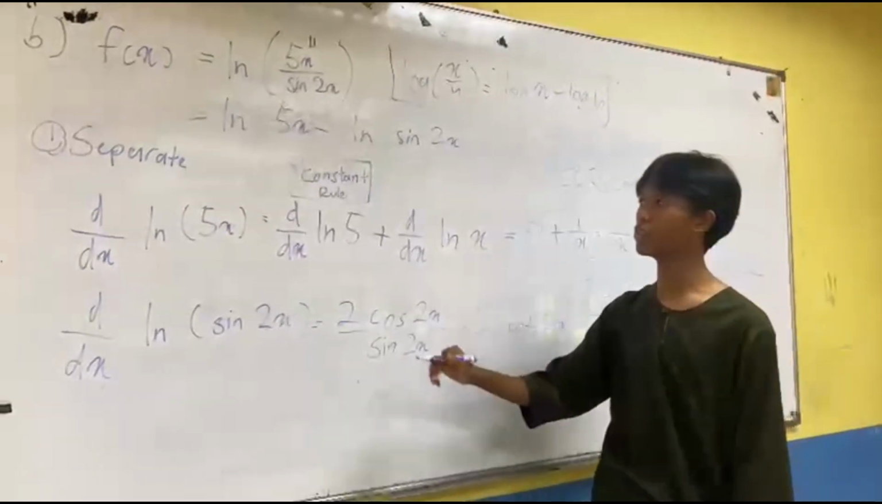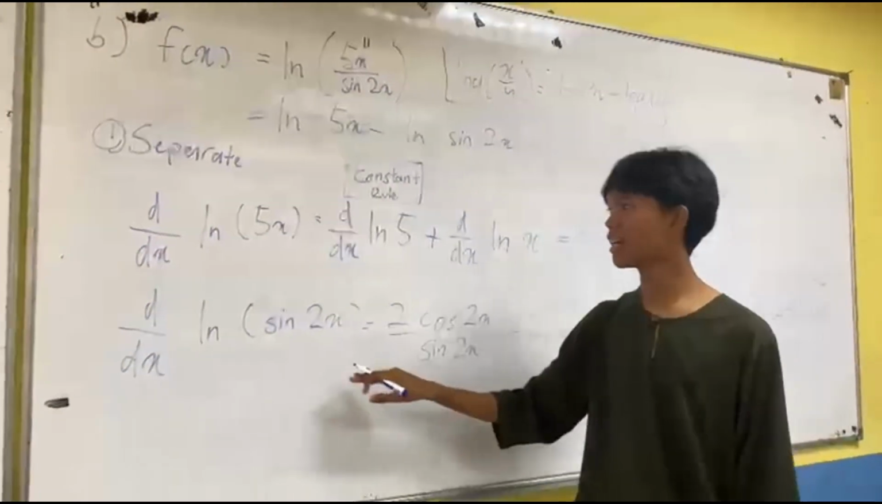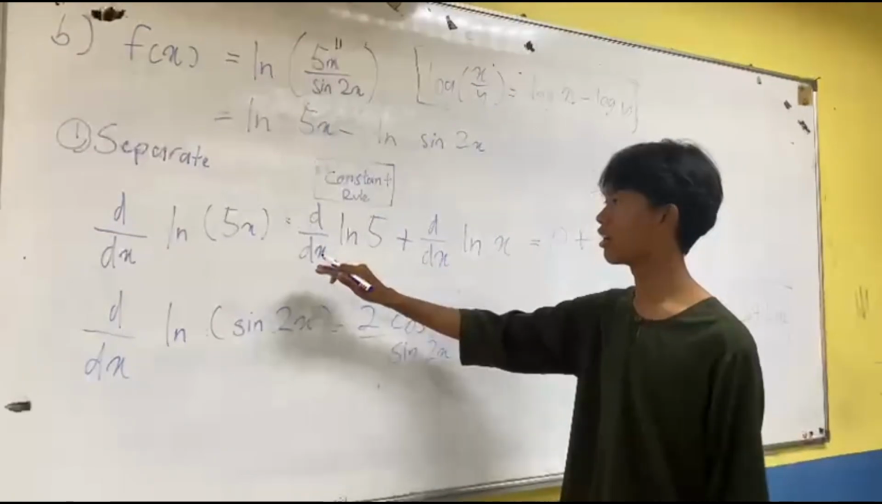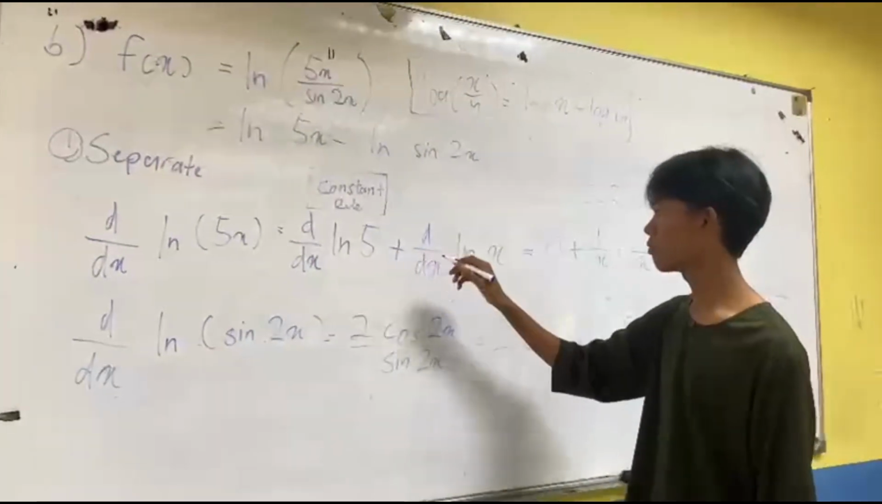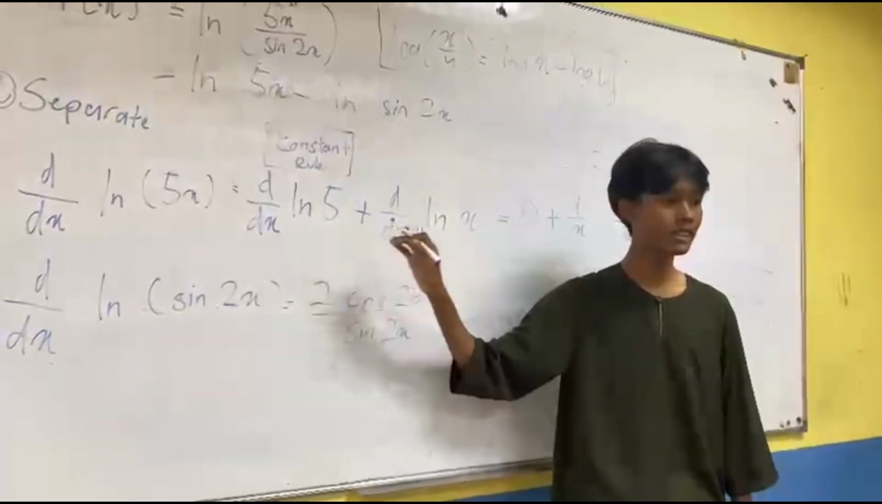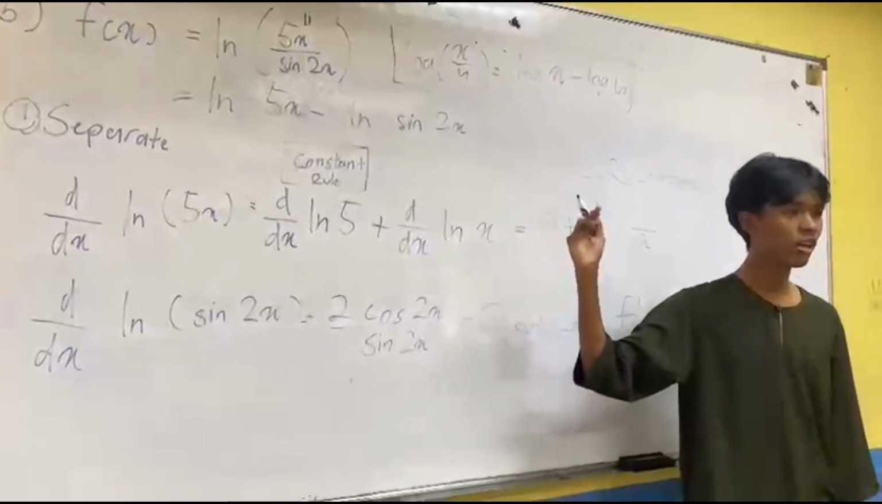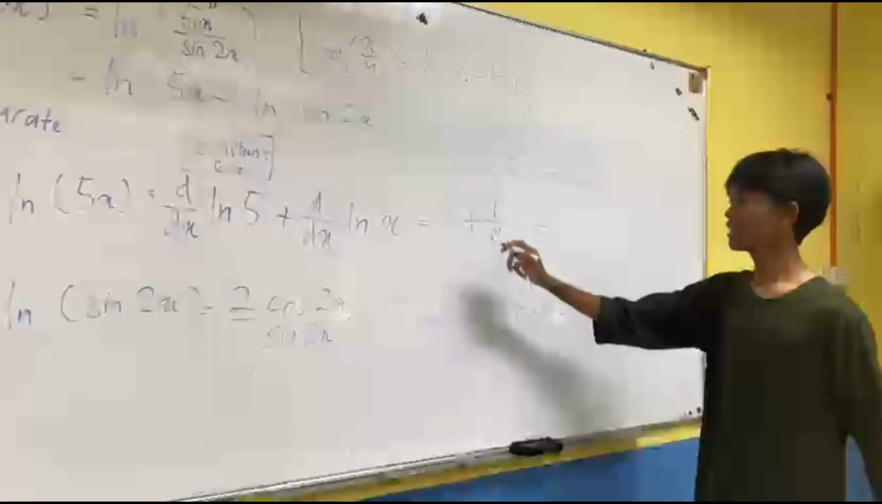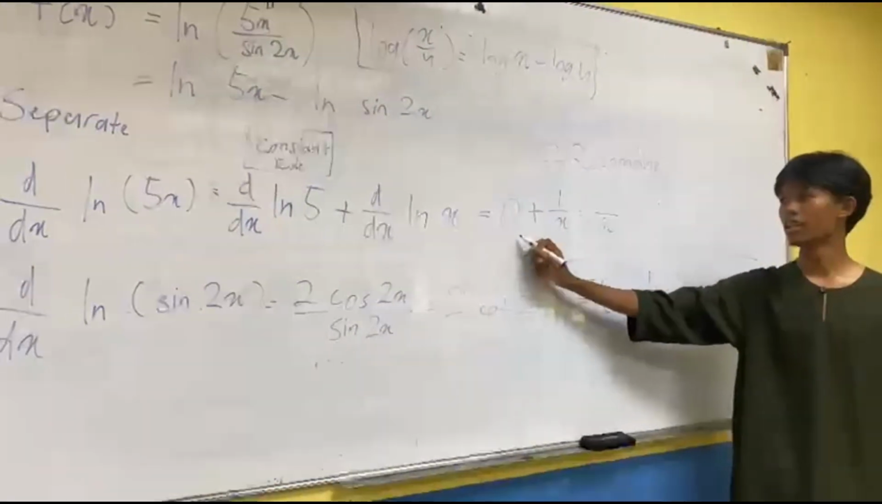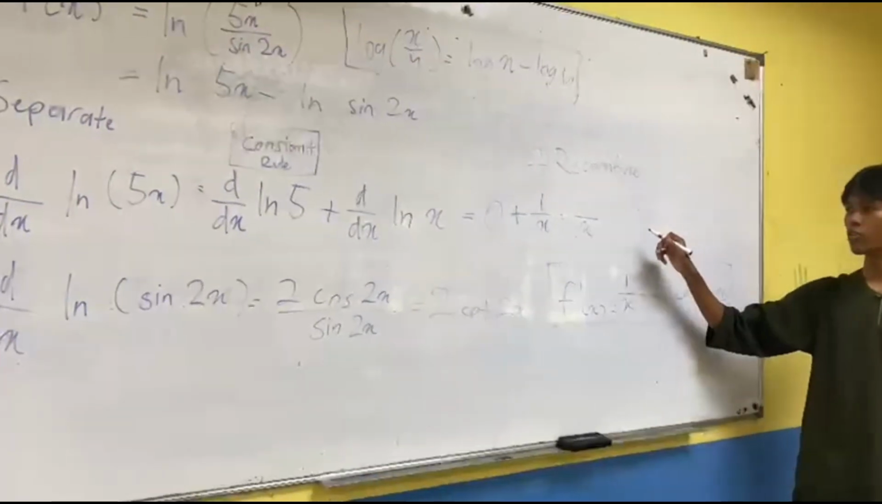So after that, what do we do? We separate for both ln 5x and ln sin 2x. So in here we got d/dx ln 5 plus d/dx ln x. So as we know, ln 5 is a constant. So in the constant rule, what does it say? Constant rule? Any constant equals 0. Yes, correct. So we put ln 5 equals 0. And for ln x, we put 1 over x. So it equals 1 over x.